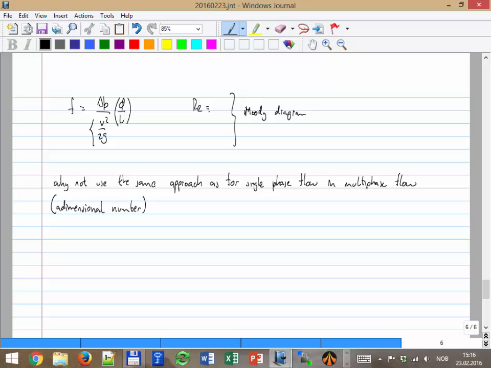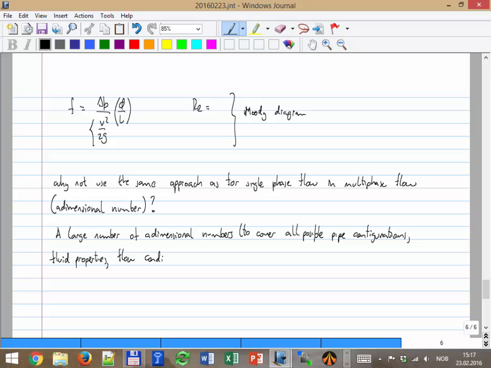Why not use the same approach as for single phase flow in multiphase flow? In reality you need a large number of dimensionless numbers to cover all possible pipe configurations, fluid properties, flow conditions. You have a lot of dimensionless numbers and it's really difficult, why not to say impossible, to find a relationship, a correlation between them.